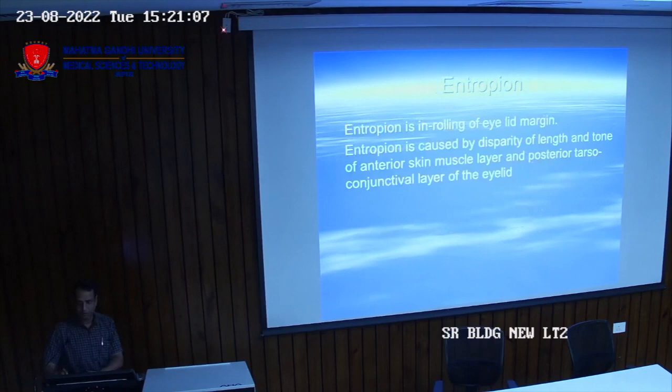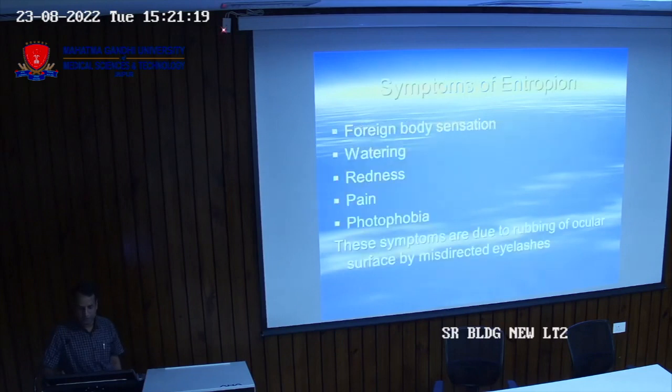Now we come to entropion. Entropion is the inrolling of the eyelid margin caused by a disparity in length and tone of the anterior skin-muscle layer and the posterior tarsoconjunctival layer of the eyelid. Symptoms are foreign body sensation, watering, redness, pain and photophobia, due to rubbing of the ocular surface by the misdirected eyelashes.